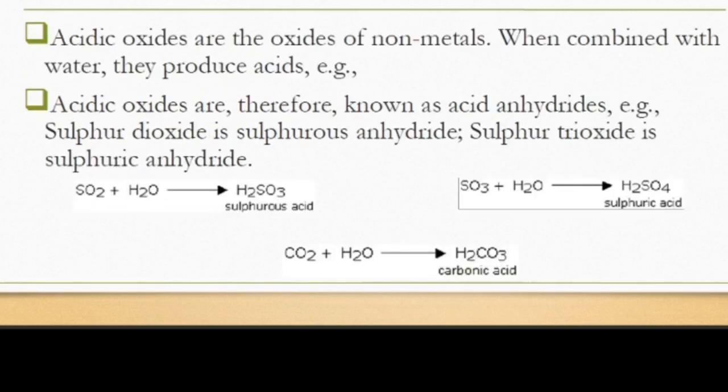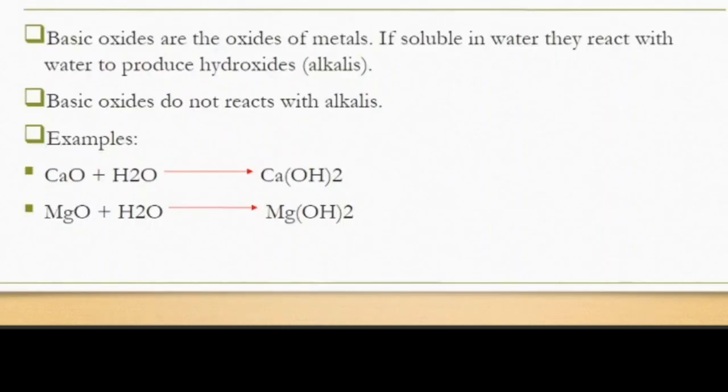Acidic oxides are the oxides of nonmetals that combine with water to produce acids. Acidic oxides are therefore known as acid anhydrides. For example, sulfur dioxide reacts with water to form sulphurous acid. Sulfur trioxide reacts with water to form sulphuric acid, and carbon dioxide reacts with water to form carbonic acid.